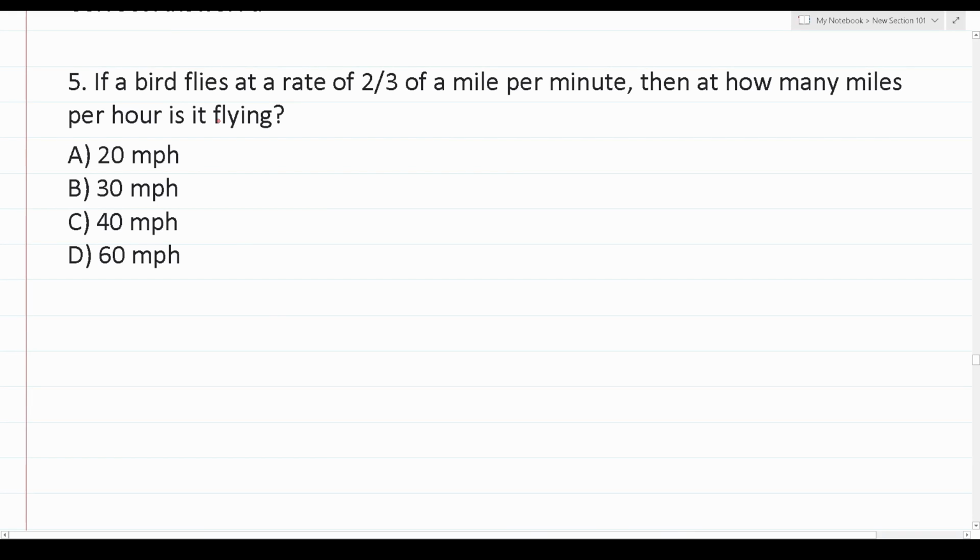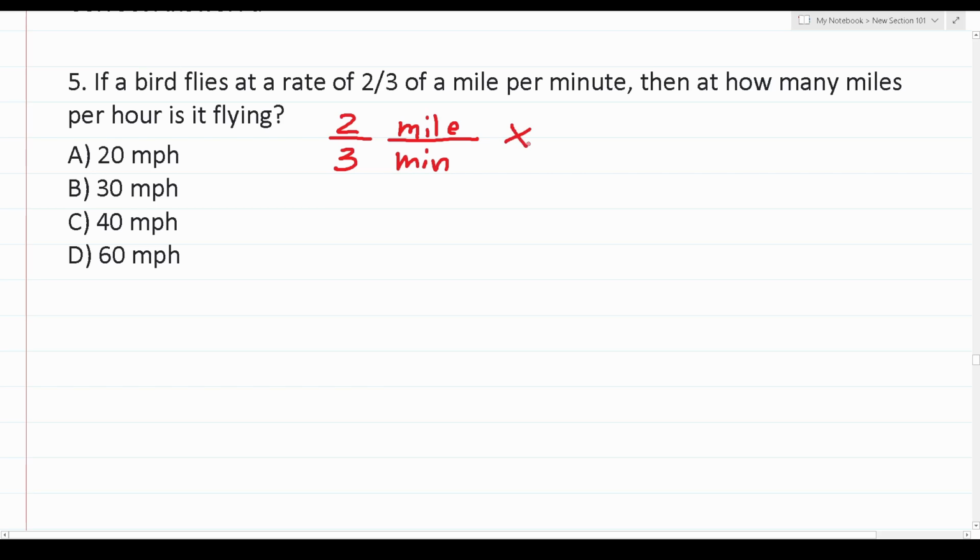Number 5 says, if a bird flies at a rate of 2/3 of a mile per minute, then at how many miles per hour is it flying? All right, so it should be pretty obvious that we're converting from a rate that's in terms of miles per minute to be in terms of miles per hour. And the question is, how are we going to do that? Well, let's first note that this bird is flying 2/3 of a mile every minute. Well, let's convert this to be in terms of miles per hour.